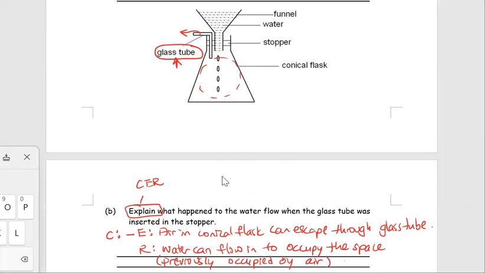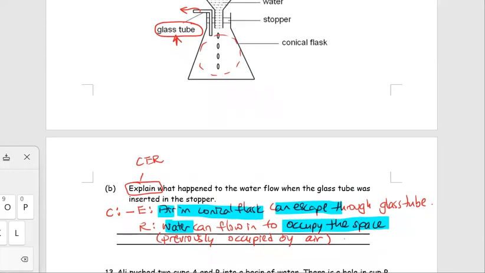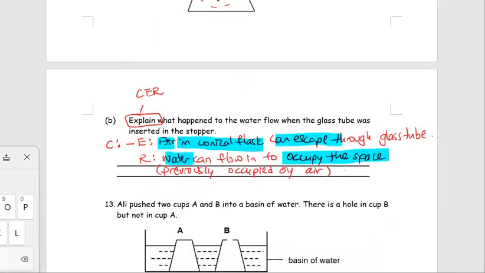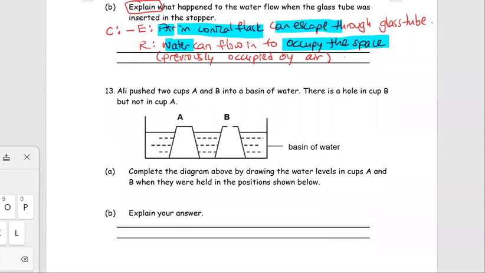So the keywords here will be air in the flask can escape through the glass tube, and so water can flow in to occupy the space. The key concept here will be water occupies space. So air can escape and water occupies the space. All right. Now, last question here.